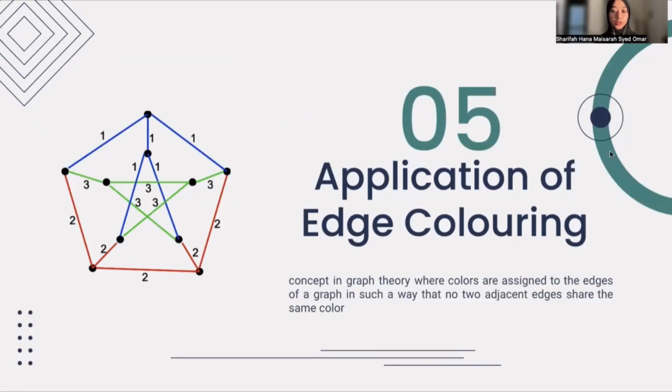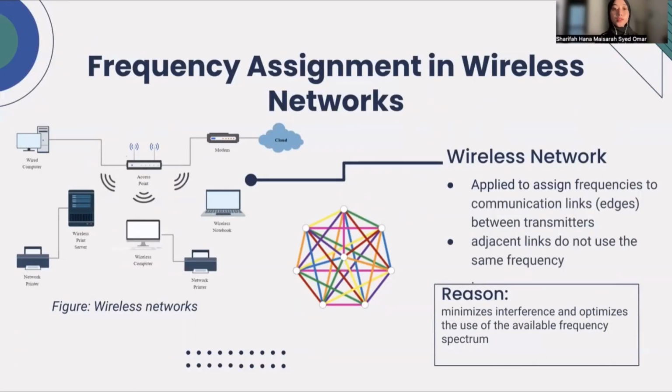So edge coloring is a concept in graph theory where colors are assigned to the edges of a graph in such a way that no two adjacent edges share the same color. So the first application is the frequency assignment in wireless networks. This figure shows the wireless networks, and this concept is applied to assign frequencies to communication links, edges, between transmitters, and the adjacent links do not use the same frequency. For this reason, it minimizes interference and optimizes the use of the available frequency spectrum.